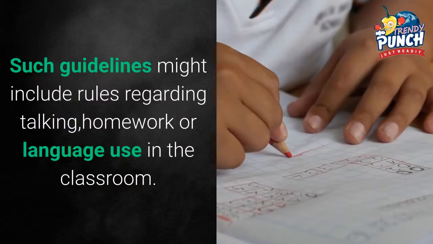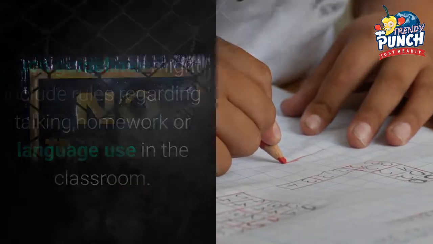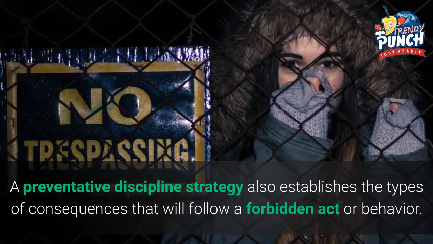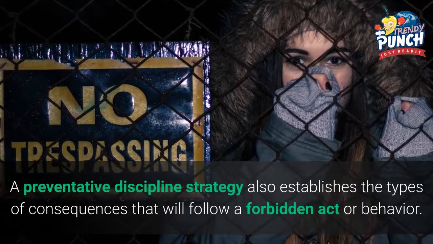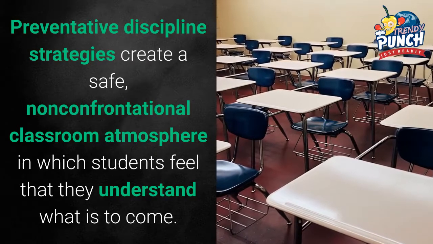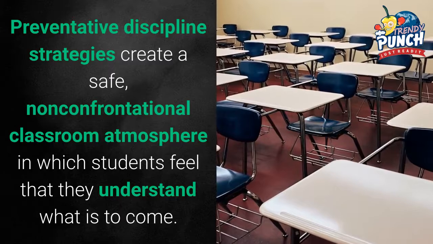Such guidelines might include rules regarding talking, homework or language use in the classroom. A preventative discipline strategy also establishes the types of consequences that will follow a forbidden act or behavior. Preventative discipline strategies create a safe, non-confrontational classroom atmosphere in which students feel that they understand what is to come.